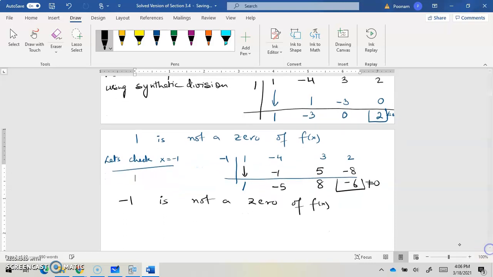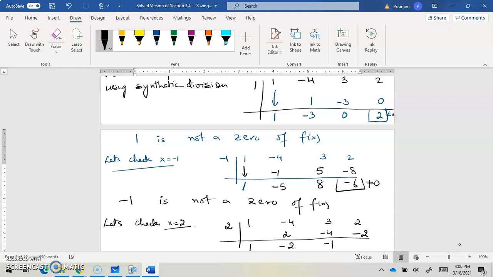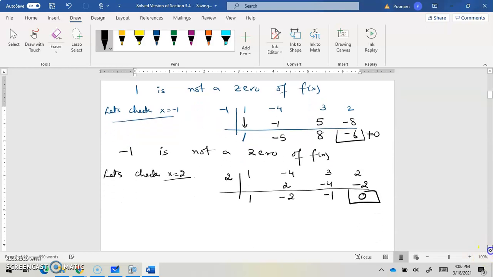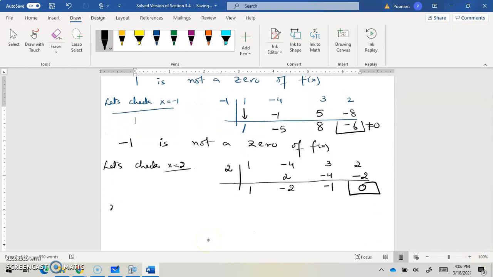Let's try 2. Again, the synthetic division. 1, negative 4, 3, 2. Write 2 here. 1 goes down. 2, negative 2, negative 4, negative 1. 2 times negative 1 is negative 2. Add, 0. We got the remainder 0. That means x equal to 2 is a zero of f of x.